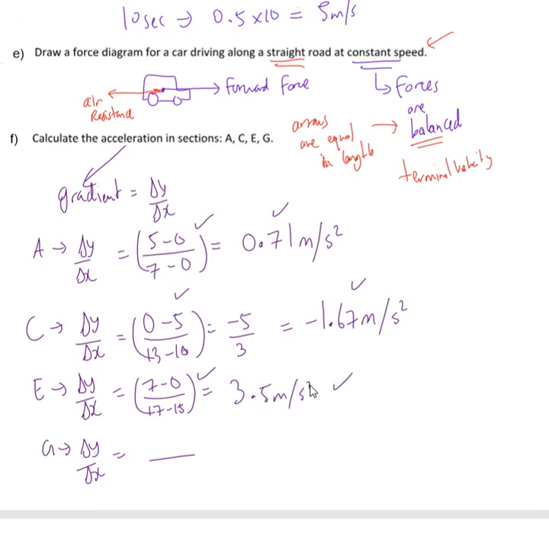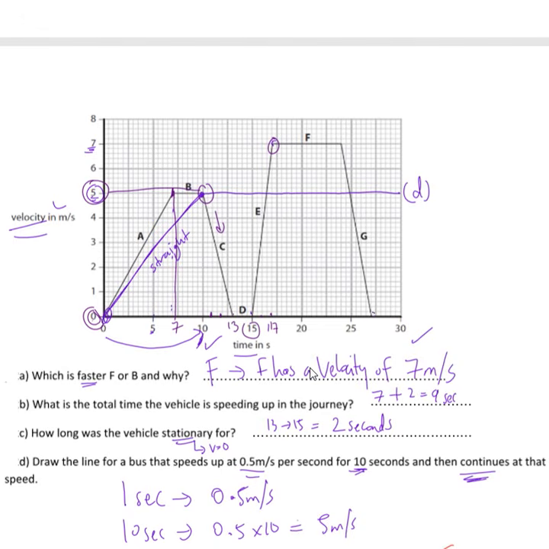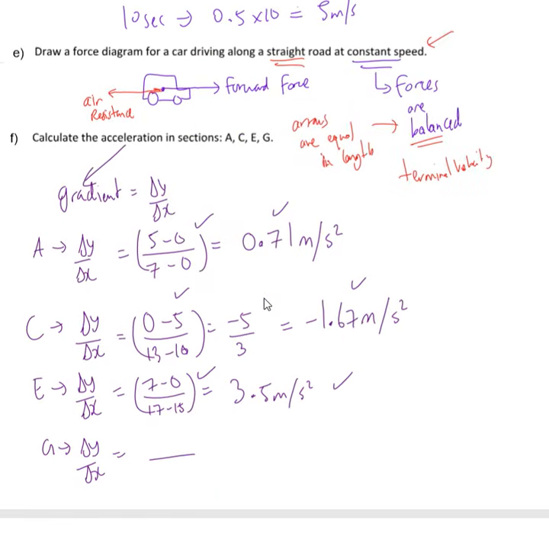Okay, and then the last one, G. Again, it goes to 0 and starts at 7. So it's 25, 26, 27, so 27. Alright, so let's do this. So therefore it is 0 take away 7, 27 take away 24, and the answer is minus 2.33 meters per second squared. Okay, so 2 marks, this and this.